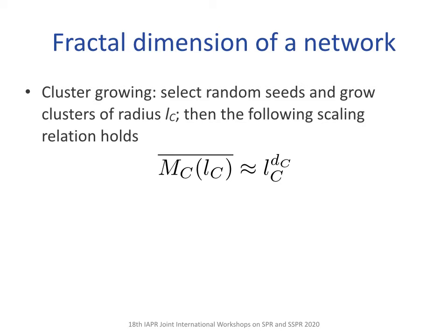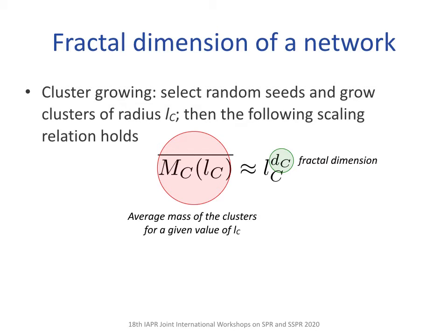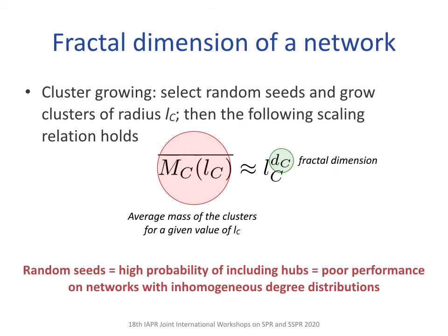An alternative method is to select a number of random seed nodes and grow non-overlapping clusters of radius LC around them. Then the following relation holds, where MC is the average mass of the clusters for a given radius and DC is the fractal dimension. Now, the drawback of this method is that on networks with non-homogeneous degree distributions, by picking random seeds we have a high probability of including hubs, ending up with the biased estimate of the fractal dimension.